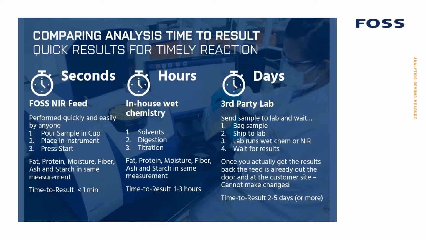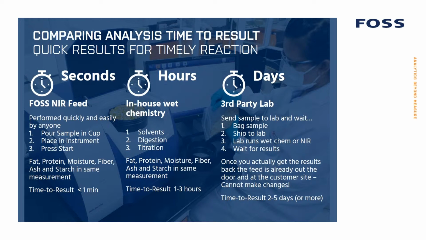This slide highlights the differences in different analysis approaches with respect to the important time to result parameter. In other words, how long does it take to get an analysis result that you can then take action on? Here we compare an on-site NIR approach, which typically has an analysis time of less than a minute, to an in-house chemical analysis method that can take hours, and the practice of sending samples to a third-party lab for testing, which can take days.